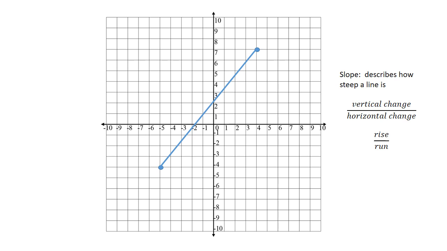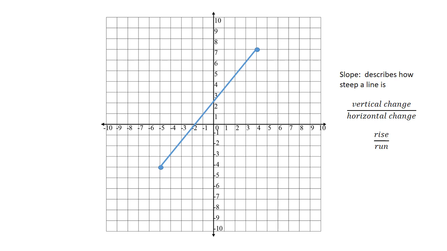Another way we'll talk about it, especially next year when we're doing a lot of graphing, is our rise over our run. So vertical change is how far up or down you go from one point to the next, divided by how far you move right or left to get to the next point.